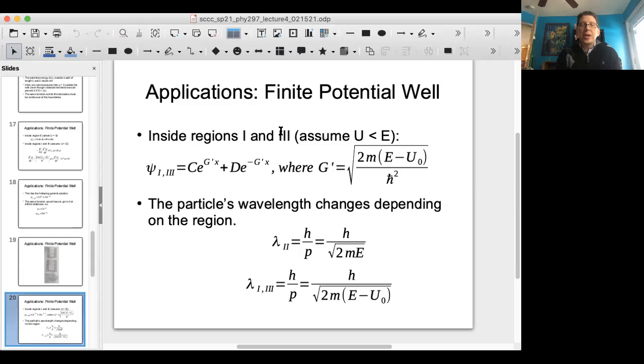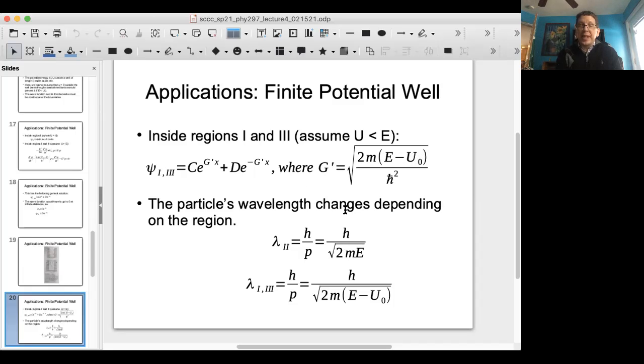So what happens when E is greater than the potential energy, or rather, the total energy is greater than the potential energy? You have the wave function. So now you have exponentially decaying functions, but they're different because of the fact that E is now greater than the potential energy.